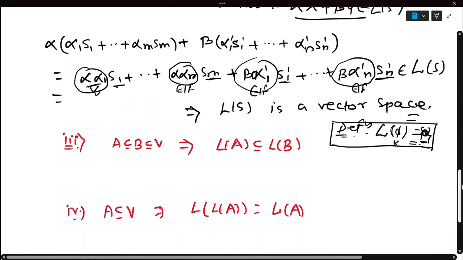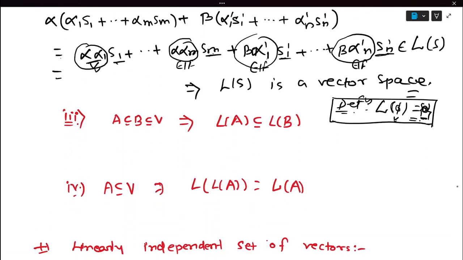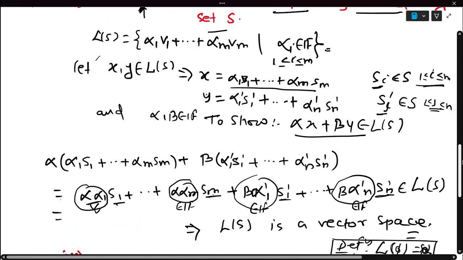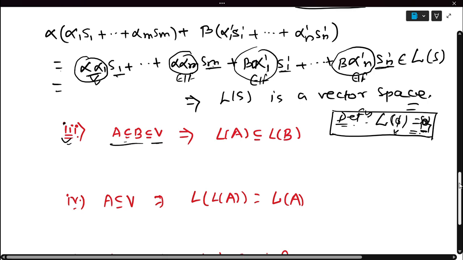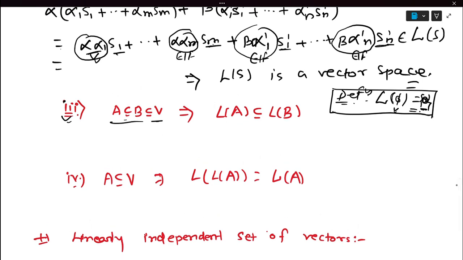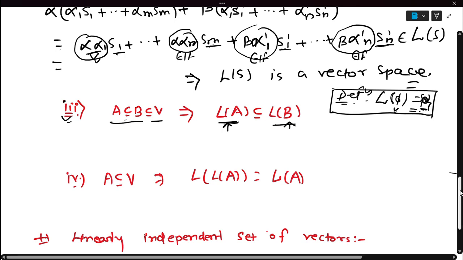Okay, now the result I have erased will be proved after proving these results. So if A is a subset of B, and both are subsets of the vector space V over F, then we have to prove the linear span of A will be contained in the linear span of B. This is also a vector space, we have proved here. This is also a vector subspace, not a vector space. It is itself a vector space.